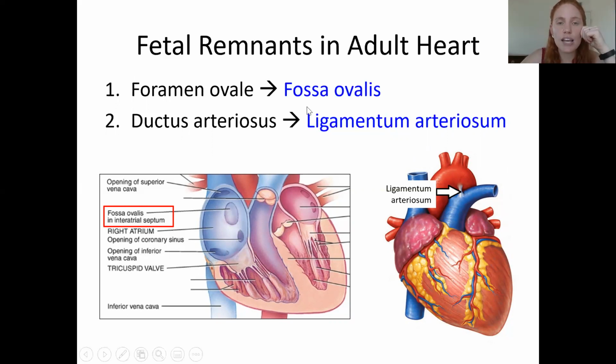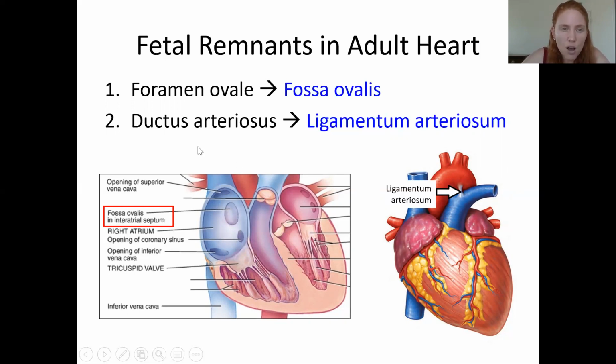And that's going to create a depression, which is called a fossa. So the fossa ovalis is the depression, sort of like the scar tissue depression left once the foramen ovale closes up. So this is a structure you will need to know. It's best seen in the right atrium. If you look at the right atrium and you look at the far wall, the one where the interatrial septum is right between the two atria, that's where you're going to see the fossa ovalis.